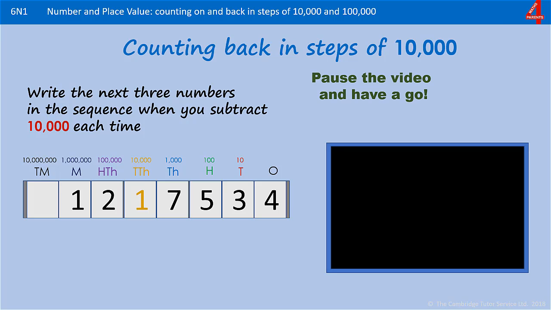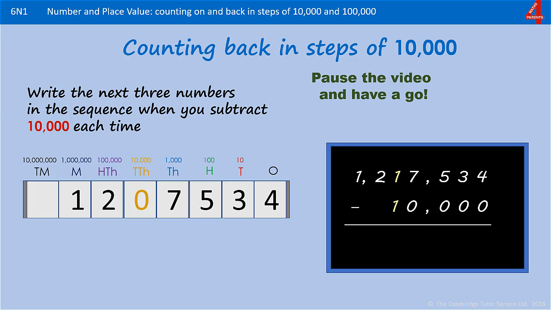Taking away 10,000, we have 1 in the 10,000s column. So that's quite a nice easy one. So the digit goes from 1 to nothing. None of the other digits need to change. Looking at how this works, 1,217,534, take away 10,000, the 7,534 will stay the same. We're not taking anything away from those digits.